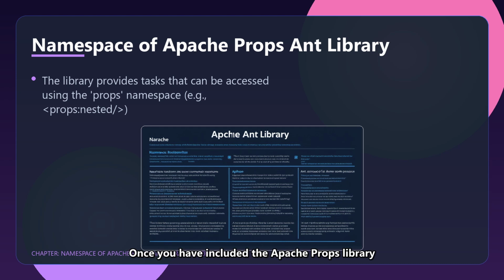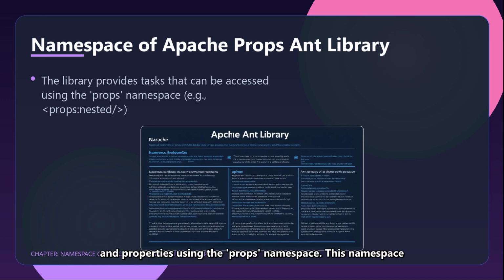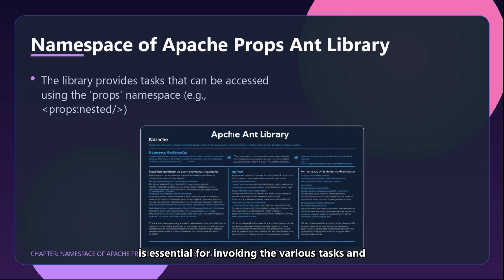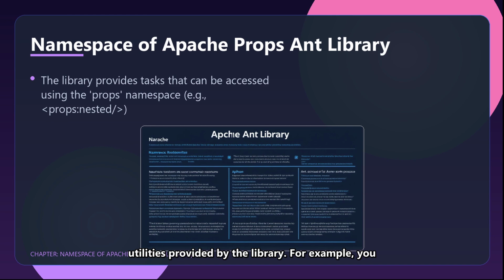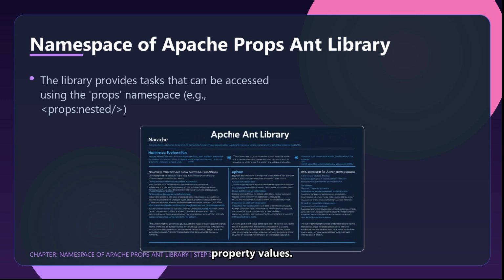Once you have included the Apache Props library in your project, you can access its tasks and properties using the props namespace. This namespace is essential for invoking the various tasks and utilities provided by the library. For example, you can use the props nested task to resolve nested property values.